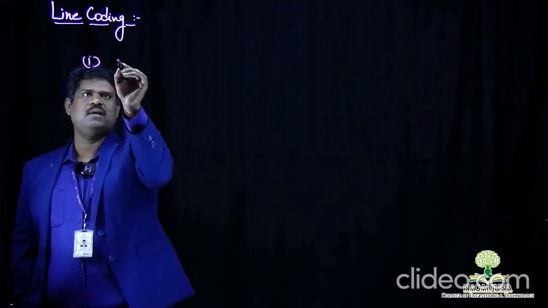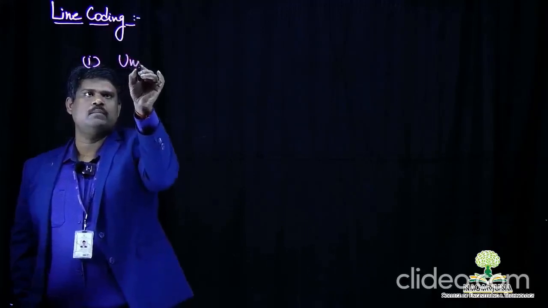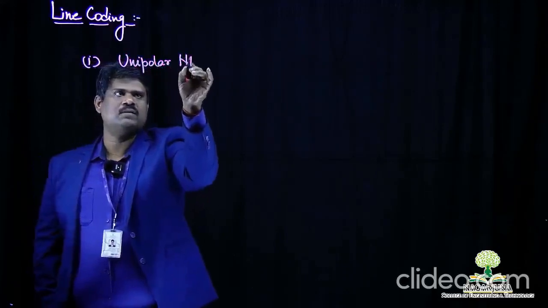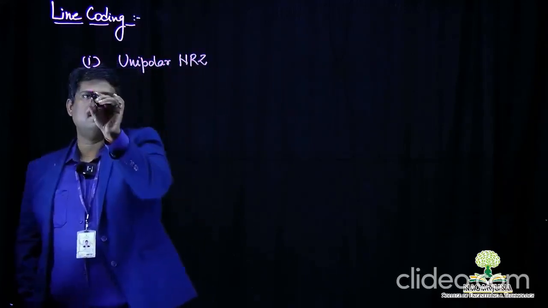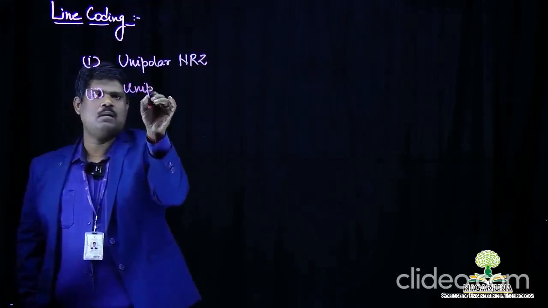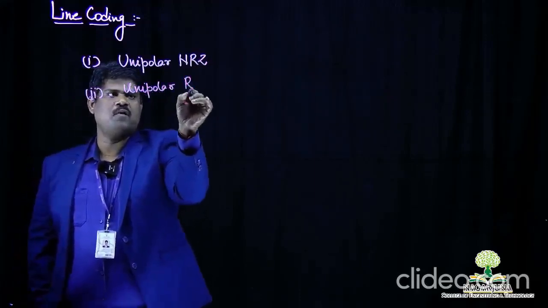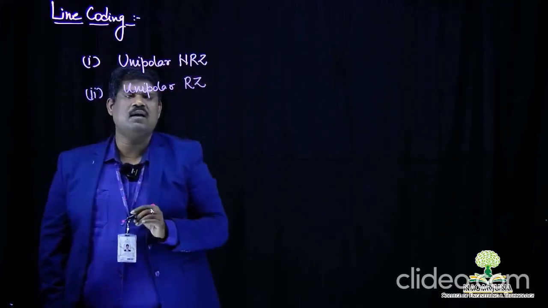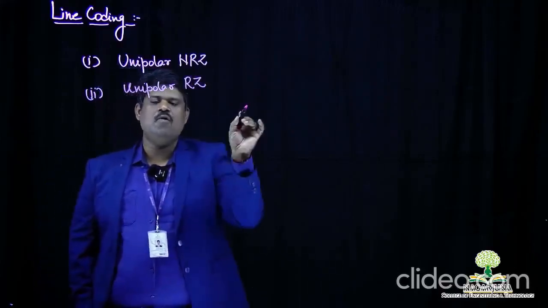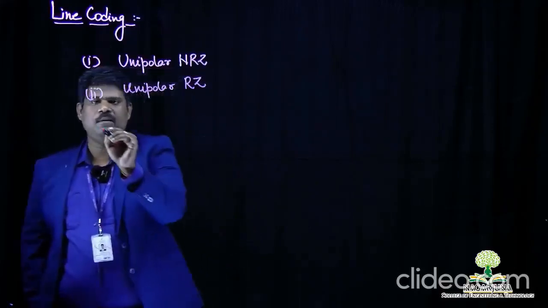The very first line coding technique is unipolar NRZ format. The second classification is unipolar RZ format. What is the nomenclature for NRZ and RZ, that I will tell when we draw the waveform with the help of the example.